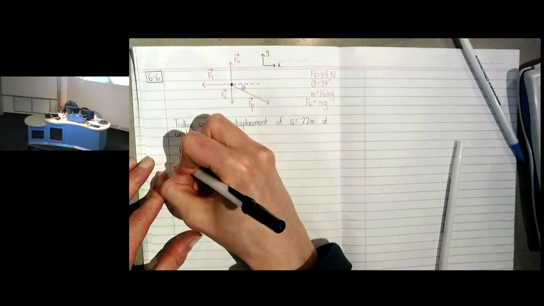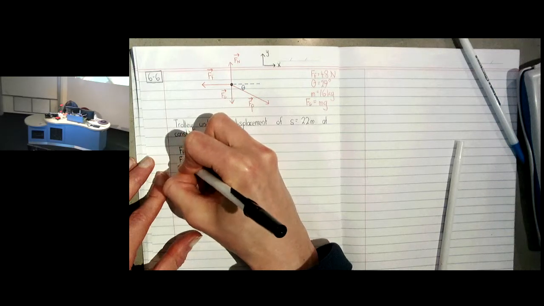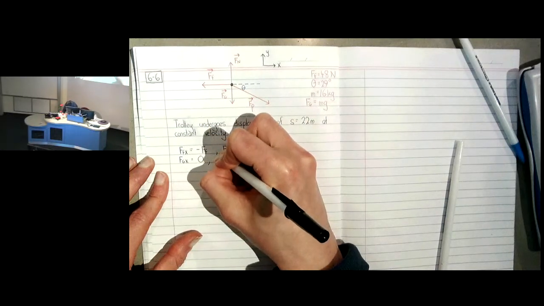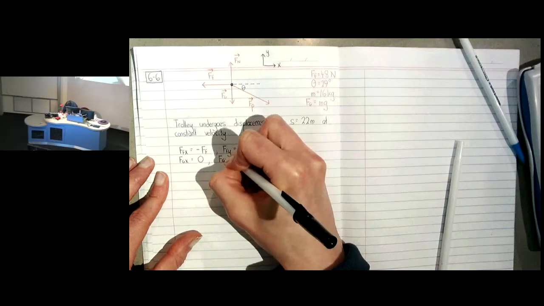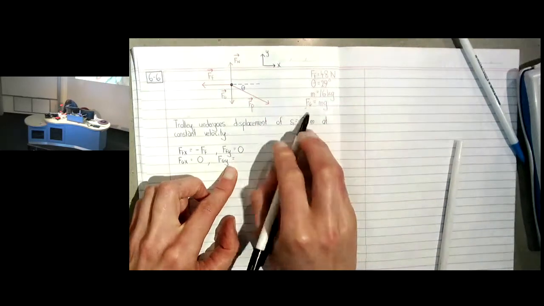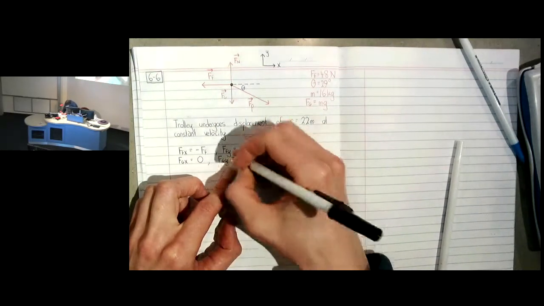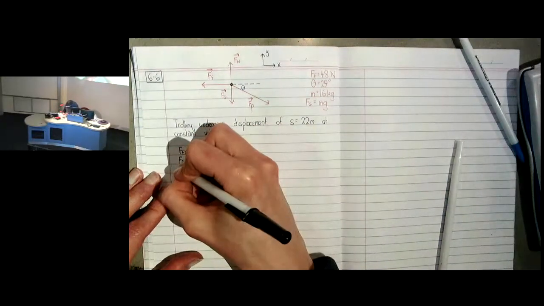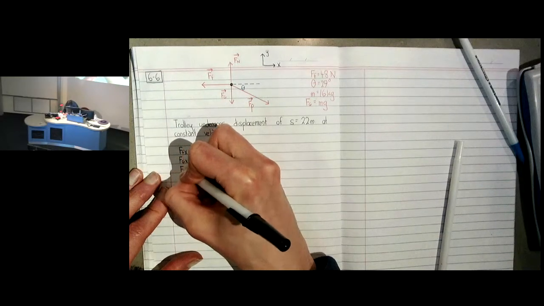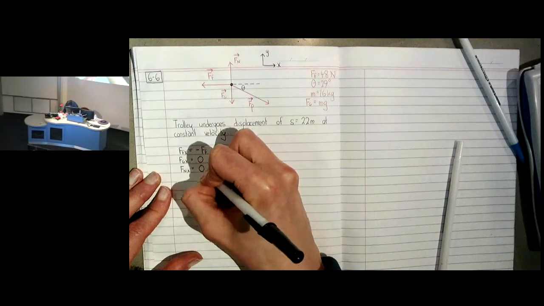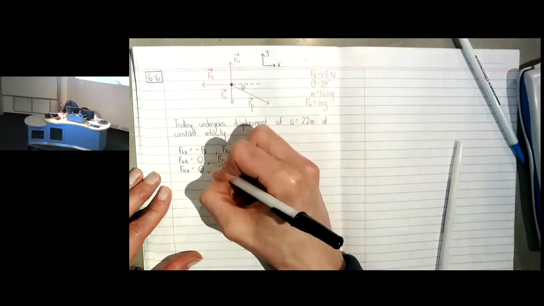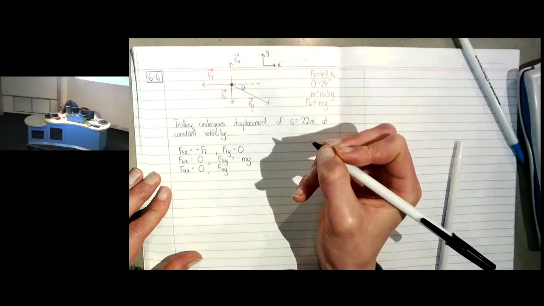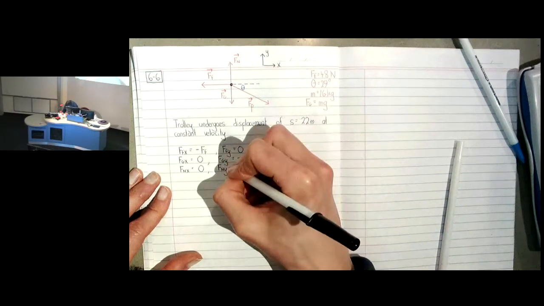The x component of the gravity force is going to be 0 because that's acting vertically. And the y component of the gravity force is going to be equal to the magnitude, because it's pointing in the y direction, but with a minus sign, so that's minus m times g. And then let's have a look at the normal force. The x component of that is again 0, and the y component of the normal force, we don't really know.